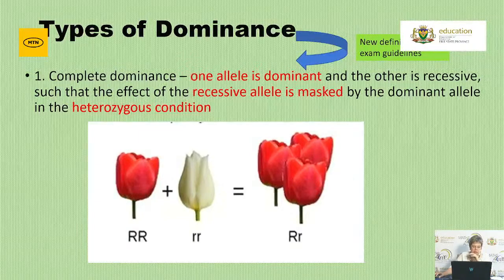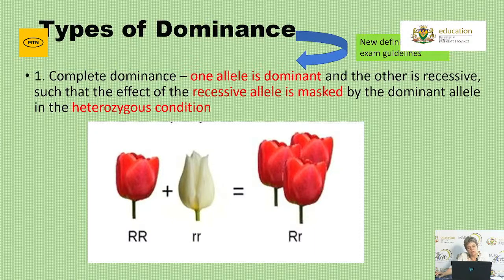So let us see, if we ask, maybe they will ask what type of dominance is illustrated in this picture. So we will say complete dominance. Explain your answer, and then we will say one allele, the red allele, is dominant over the white allele, or it masks the white allele.